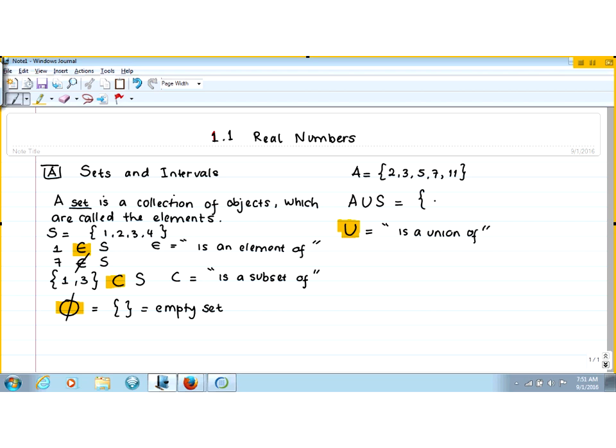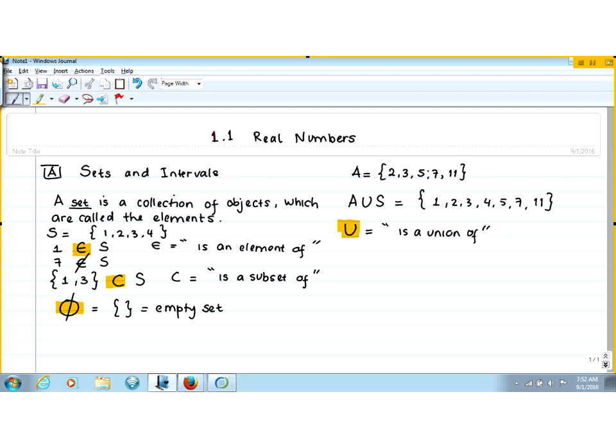And somebody tell me, what is A union S? This is pretty simple. Yes, which is? 2, 3. Yes, so do we start with 1? 1, 2, 3. What about 4? 4, 5, 7, 11. So notice that I do not list 2 twice.